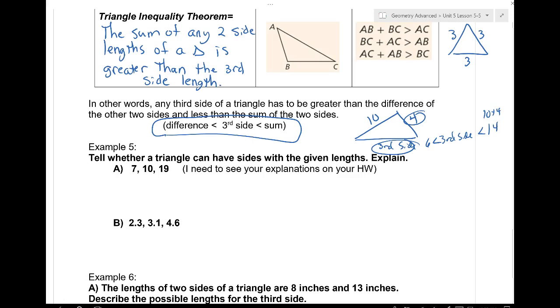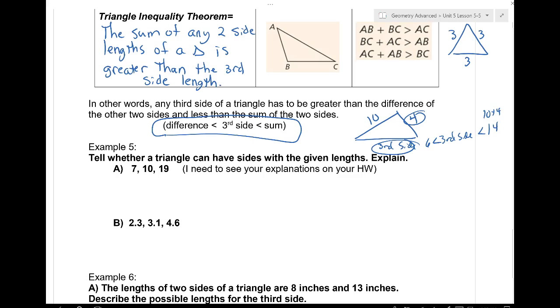It says, tell whether a triangle can have sides with the given lengths. Explain. Now, notice what I wrote in parentheses here. I need to see your explanations on your homework or I don't give credit. You guys remember that? It's called the complete directions. A lot of you don't like it when it says explain, and that seems to be the part that's forgotten a lot of the time on homeworks. But here we have 7, 10, and 19.